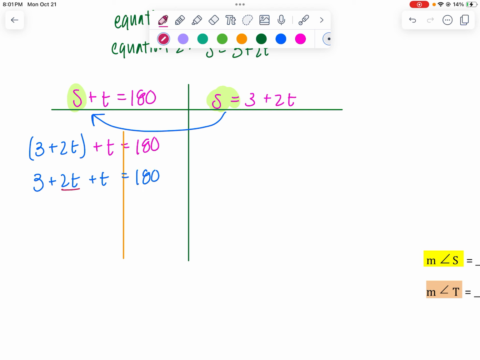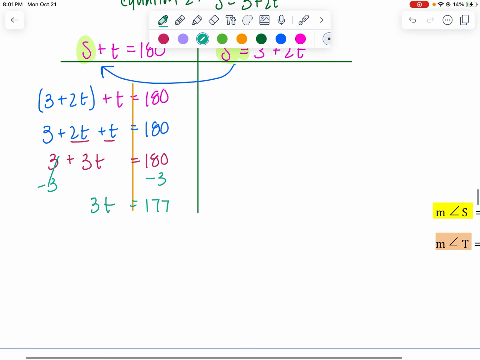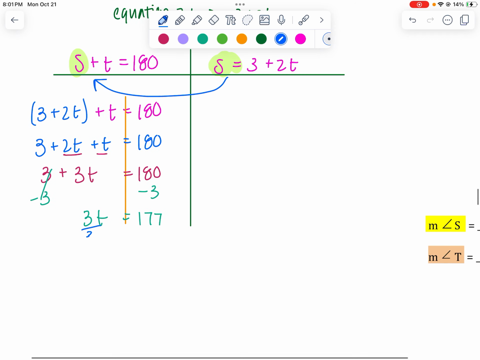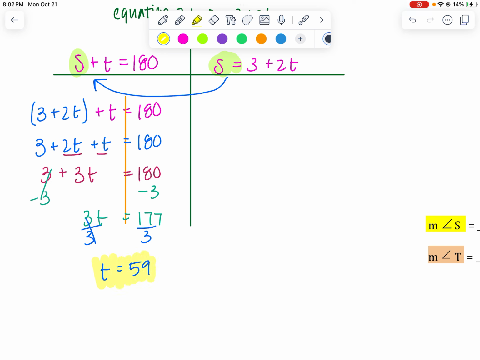Okay, I can go ahead and combine my like terms of my T's. So I get 3 plus 2T plus T is equal to 3T equal to 180. I can subtract 3 on both sides, so I get 3T is equal to 177. And then last but not least, I can divide both sides by 3. So we get T is equal to 59. Okay. All right, we found our T.